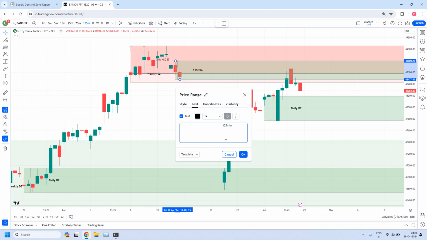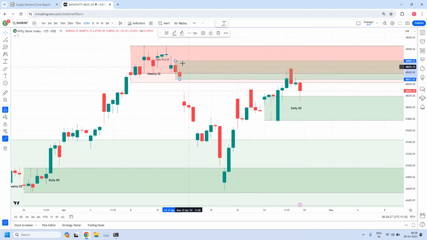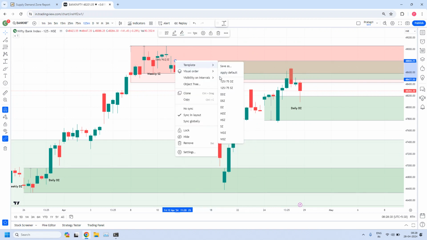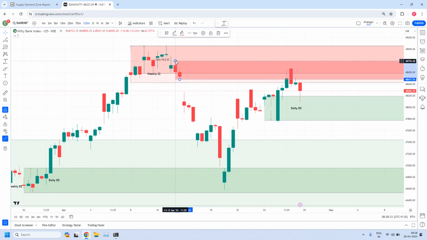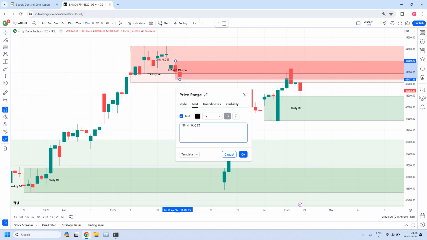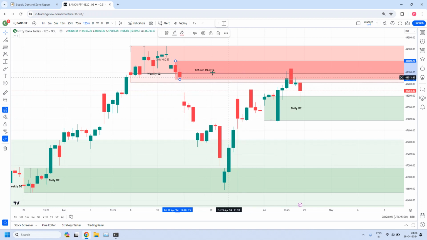This is a 125 minutes high liquidity supply zone, but the problem is if I don't change the color, that value will be deleted. So, 125 minutes supply zone. Now let me add the text. So we have a weekly zone. Inside the weekly zone, we have a daily high liquidity zone. Inside that we have a 125 minutes high liquidity supply zone.